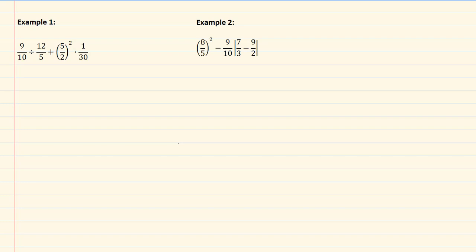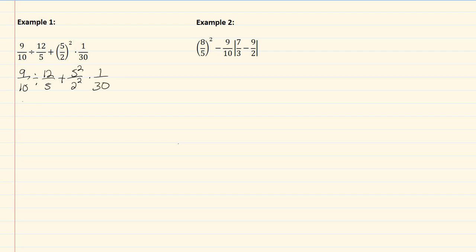We don't have any parentheses, meaning nothing inside parentheses. We just have parentheses for our exponent. So the first thing we want to do is our exponent. So I have 9/10 divided by 12/5 plus 5 squared over 2 squared times 1/30.